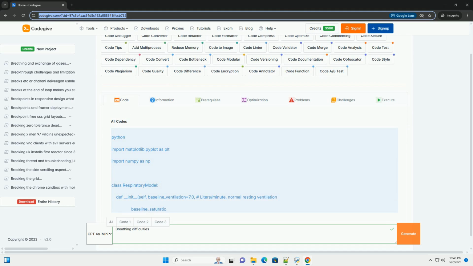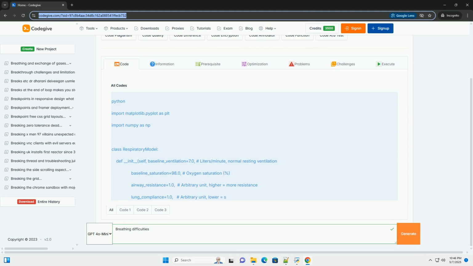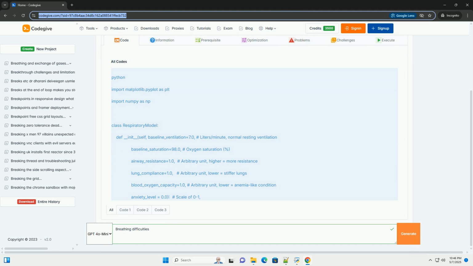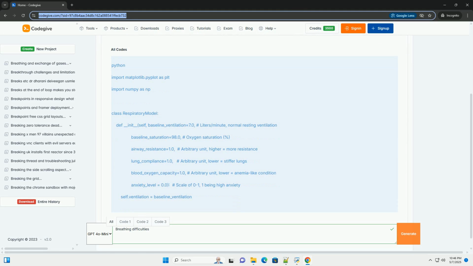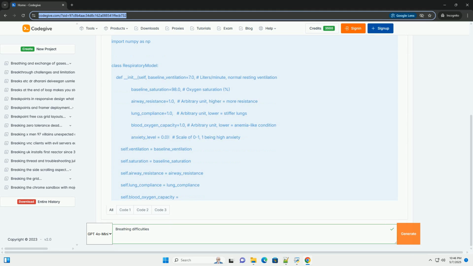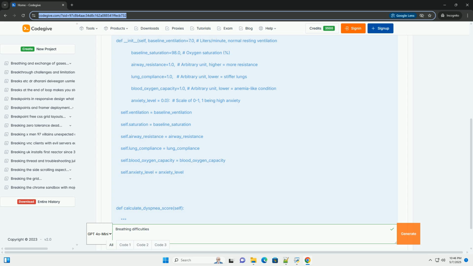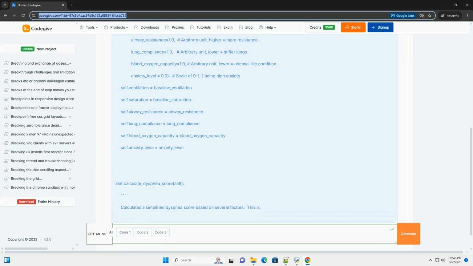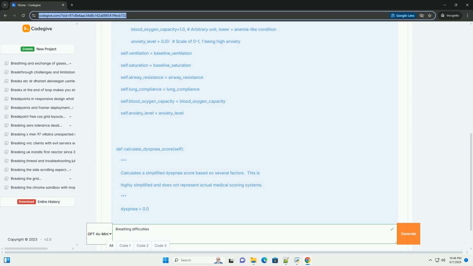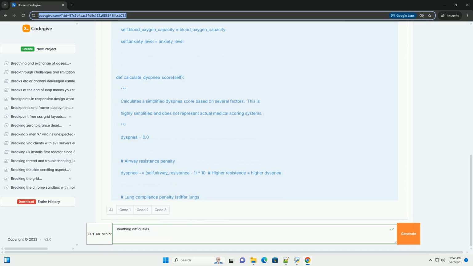OK, let's dive deep into the topic of breathing difficulties, also known as dyspnea. We'll cover the physiological background, common causes, diagnosis, management, and how you can potentially simulate or model some aspects of breathing difficulties programmatically, though remember, this is for educational purposes and should never be used for actual medical diagnosis or treatment. Understanding normal breathing, the foundation.